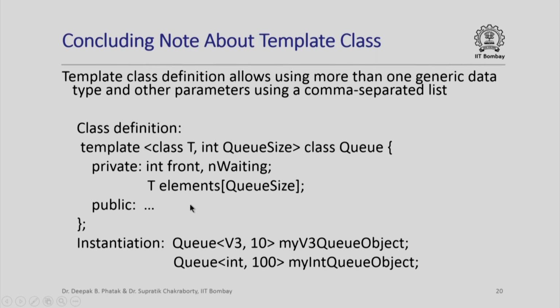And when I instantiate it, I have to specify values for T as well as for Qsize. So I could say here is an object, my v3q object, which is of type Q instantiated with generic data type T replaced by v3 and Qsize replaced by 10. Here is my integer Q object, which is an object of the template class Q instantiated with the generic data type T replaced by int and Qsize replaced by 100. So you can see that by allowing more parameters, I indeed have greater flexibility in defining two different objects of two different Q classes, but both of which are instantiated from the same template.